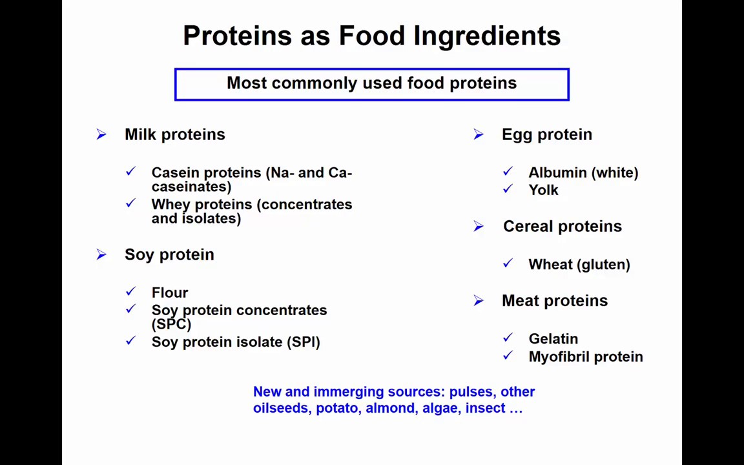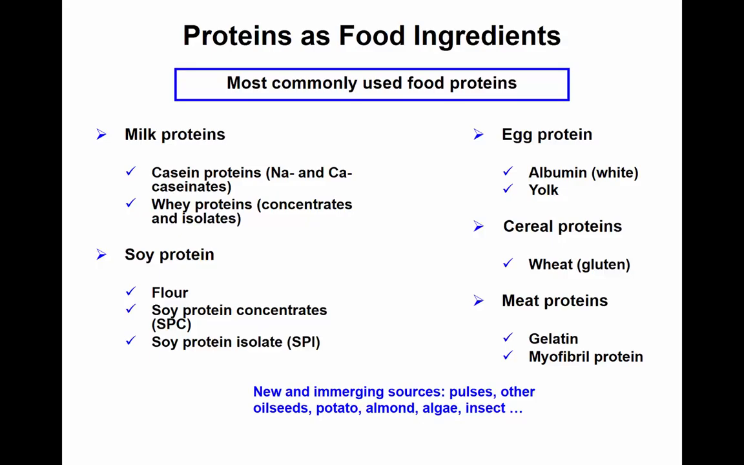So milk proteins is one category of different proteins used in food systems or food applications. If they are used as ingredients, we have casein proteins. Mostly the ingredients that are used are sodium caseinate and calcium caseinate. But there are others emerging, like micellar casein, for example, which is an emerging ingredient. And we'll talk about how each ingredient is produced later on in this lecture.